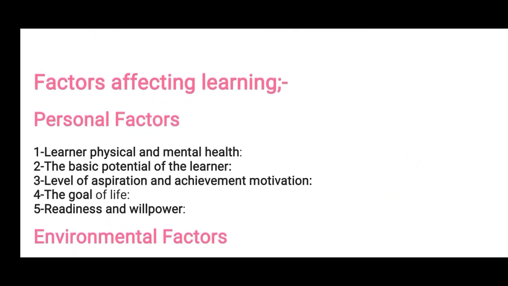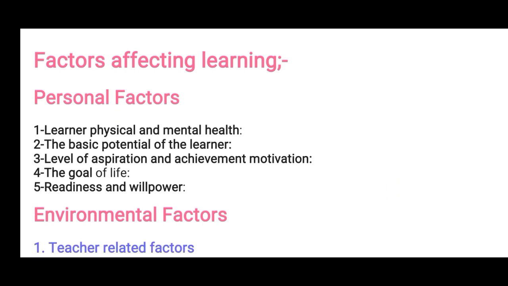Factors affecting learning. What are the factors that affect learning? There are two types of factors, personal factors and social factors. Personal factors: the learner's physical and mental health. If a person is physically and mentally good, he will learn very well. The basic potential of the learner, what his attitude is, how his intelligence is working, what type of person he is, this will definitely be an essential condition.